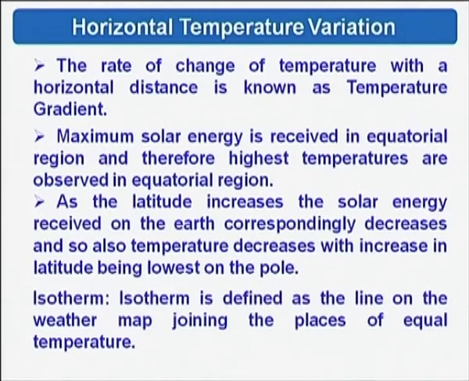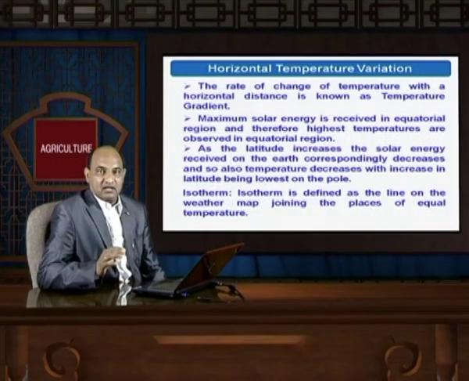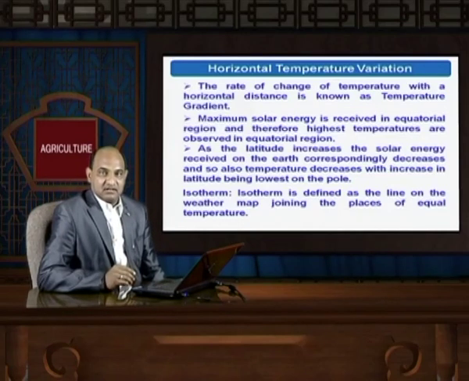Isotherm is defined as the line on the weather map joining the places of equal temperature. So we know that horizontal temperature variation is also important, and it varies with the distance from the equator and according to the latitude where we are standing.